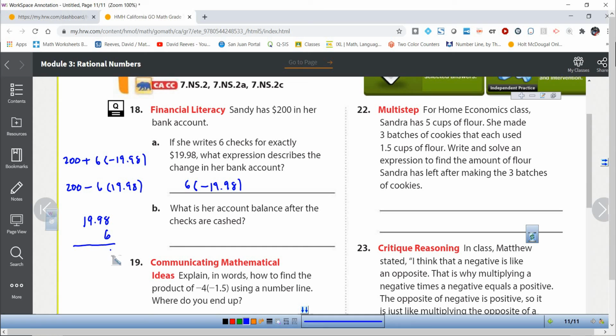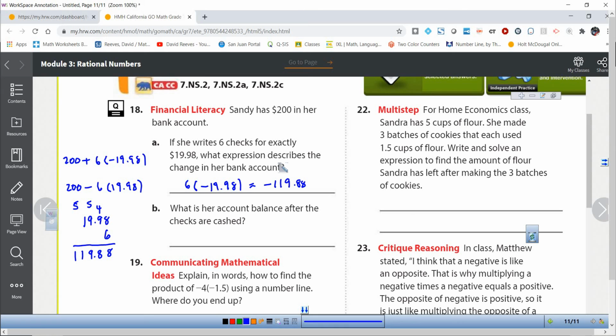So here we go. 6 times 8 is 48. Carry the 4. 6 times 9, 54 plus 4 is 58. Carry the 5. 6 times 9, 54. 54 plus 5 is 59. And finally, carry the 5. 6 times 1 is 6, plus 5 is 11. Okay, how many numbers did I have behind the decimal place? 2. All right, so this actually equals negative 119.88. All right, that is how much money that she spent.